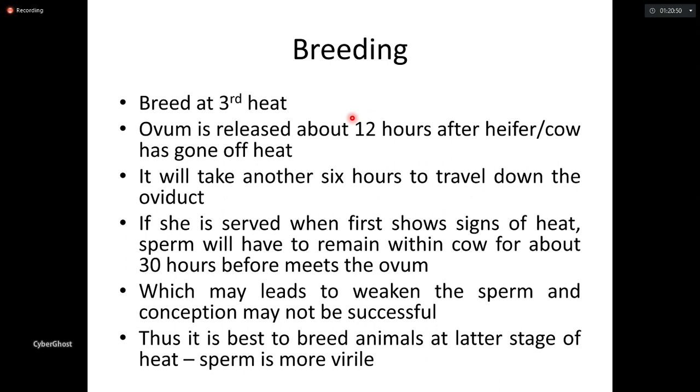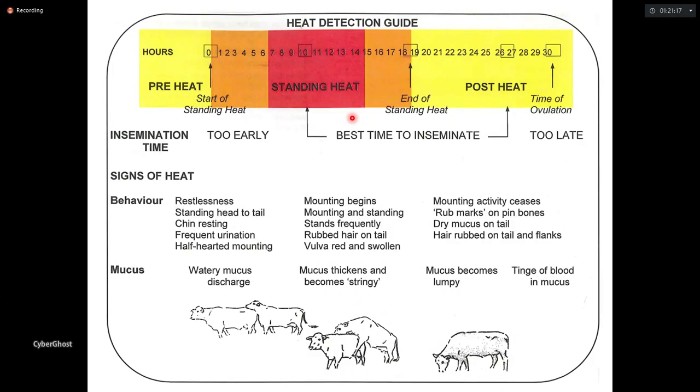Because we should let them grow enough, right, to be ready for the pregnancy period or gestation period. So what we usually do is use a stud bull, or the artificial insemination process, you know, AI, right? For this breeding process.